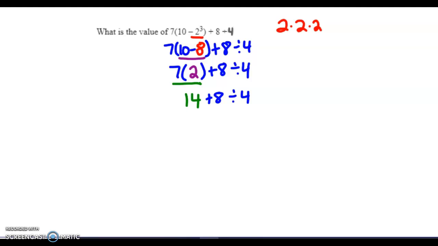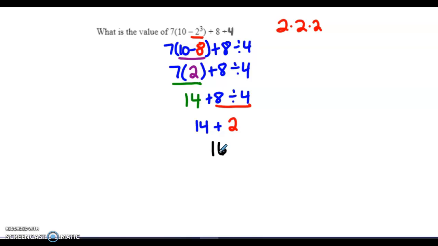Now this is where you got to be really careful. We have got to follow the order of operations, and division comes before addition. So you can't do 14 plus 8 and get a number and then divide it by 4. You have to use your division first. 8 divided by 4 is 2. And I'm just bringing down everything else. And now I can finish it. 14 plus 2 is 16. So that's with the order of operations.